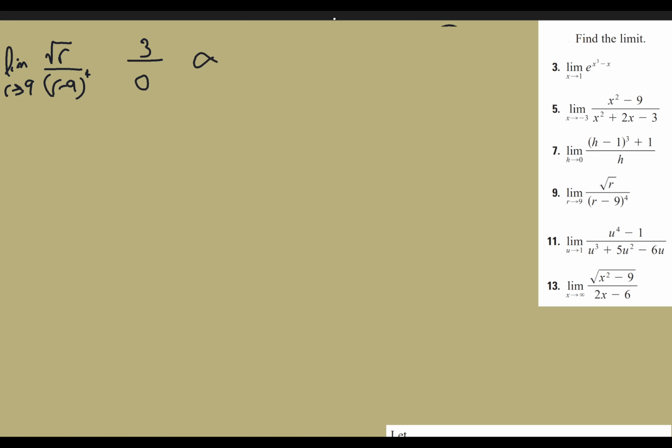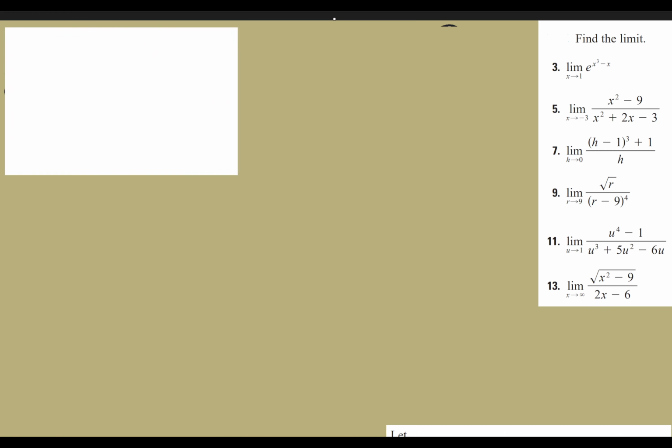Well, this is infinity, right? And moreover, the square root of r could also be -3. So it's either infinity or negative infinity. Either way, it doesn't matter to us because we only need to say that the limit does not exist. They didn't say to find which version of not existing it is. We could play around with the graph all day, but it doesn't matter. It doesn't exist.